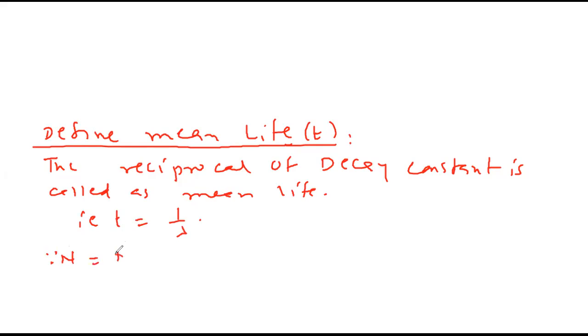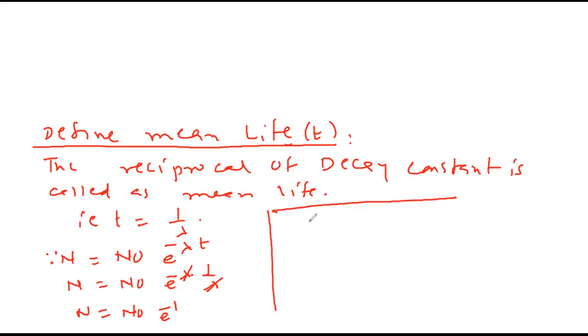See, n means n0 e raised to minus lambda t. So n equals n0 e raised to minus lambda t. If I put t as 1 by lambda, this lambda will get cancelled. Can I say that means it is e raised to minus 1? Any doubt till this? That means n becomes n0 upon e, by indices 1 upon e.